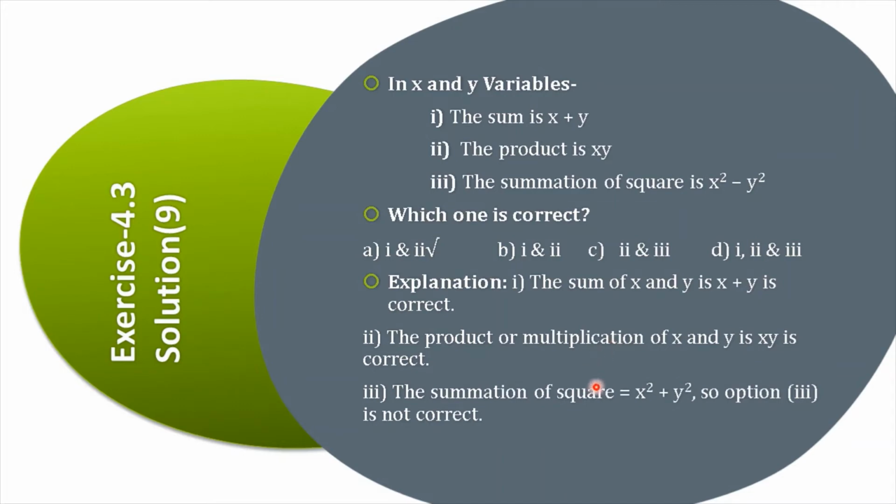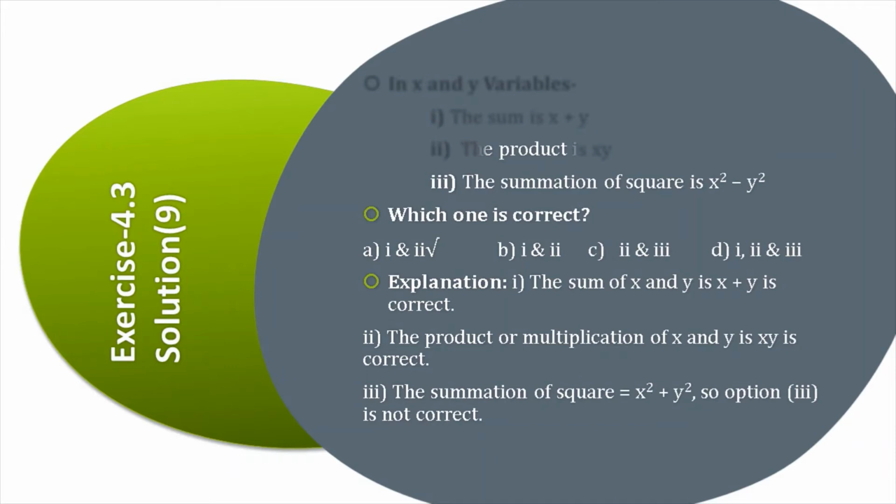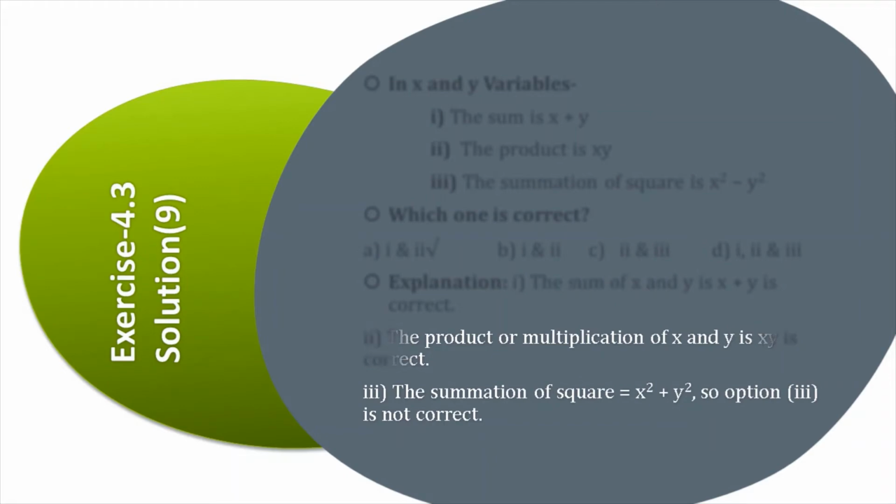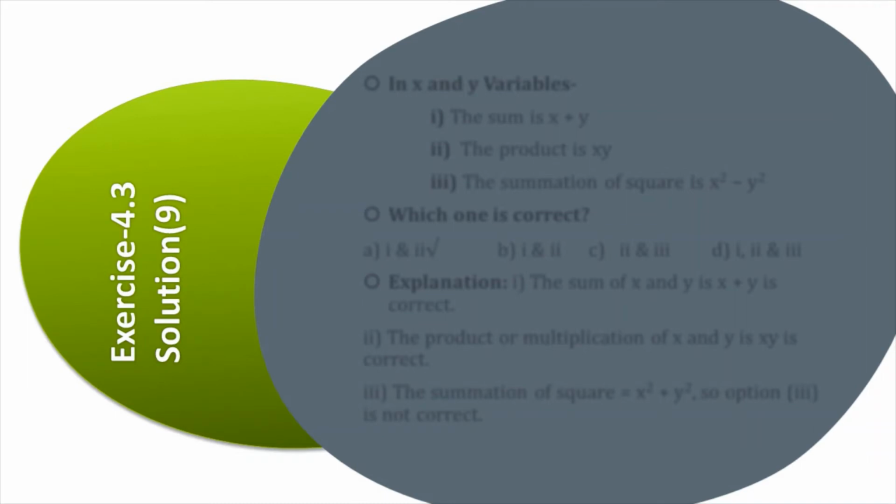The summation of a square equals x square plus y square. So option 3 is not correct, because for the summation of a square, in here it is written x square minus y square. That is the subtraction, my dear, not the summation. As you know, summation is the addition. So the summation of a square is x square plus y square. So my dear, this is the question. The summation of a square is x square minus y square. That is not correct, because if we write x square minus y square, that would be the subtraction.